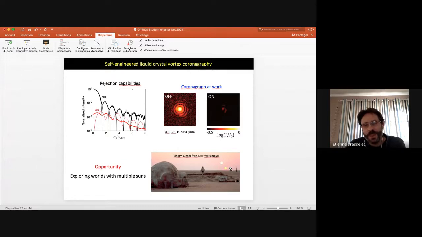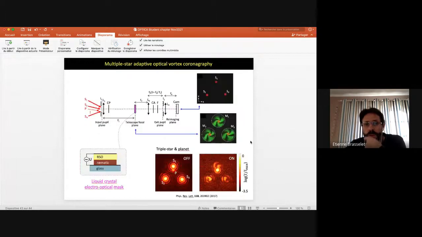Could we use these self-engineered liquid crystal plates to get vortex coronagraphs that can not only simply do the job of extinguishing one star, as we were showing here in the lab? This is from a liquid crystal coronagraph at work, a vortex coronagraph of liquid crystal defect, without any technology. It's spontaneously generated, and it works very well. But for several stars, even the question is very provocative from an astronomical point of view. Could we study a multiple star system with vortex coronagraphy?